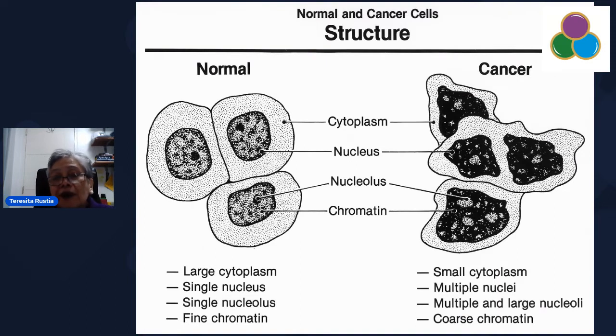Now, this is a picture of a normal cell and a cancer cell. A normal cell has only one nucleus. Okay, and there is also a single nucleolus. What is the function of the single nucleolus? This is the one that will also be of help in the division of the cell. Okay? Now, a cancer cell has multiple nuclei and multiple nucleoli.